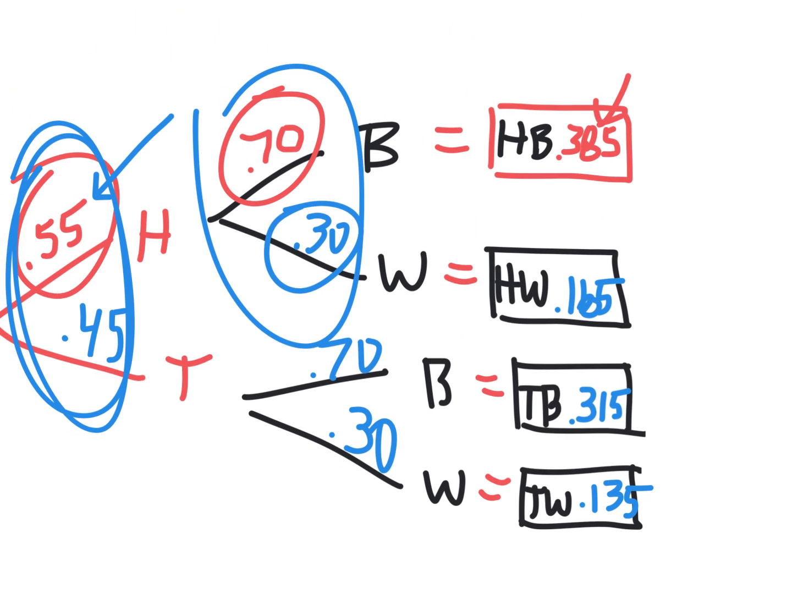And then, what if I asked you, what's the probability of getting heads and then white face paint? Heads and then white, 0.165. So that's a 16% chance you were going to end up with heads and white face paint. Any questions? All right, then here's another one.